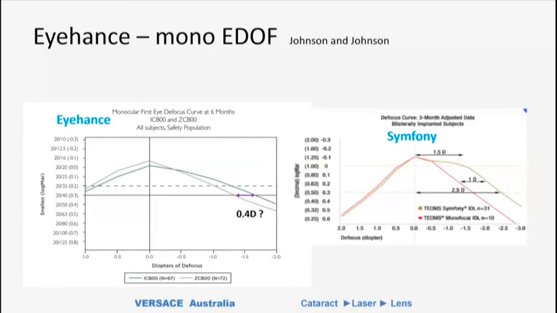And if we look at how much vision you achieve with this lens and compare it, say, with the Symphony, it gives you much less expansion of the depth of focus. And this is intentional, this is its design. It gives you maybe half a diopter, a bit less, where a Symphony probably gives you 1 diopter expansion of the range of focus. So that's the Johnson & Johnson Eyhance lens.